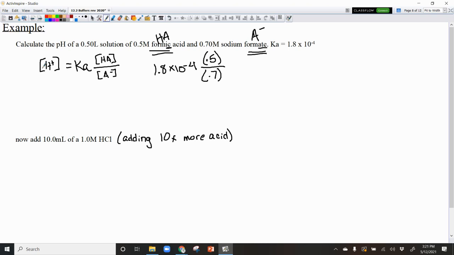Okay, here we go again. 0.5 divided by 0.7, times 1.8 times 10 to the negative fourth. That's going to give me the hydrogen ion concentration of 1.286 times 10 to the negative fourth. Now I take the negative log of this, and I'm going to get a pH of 3.89.